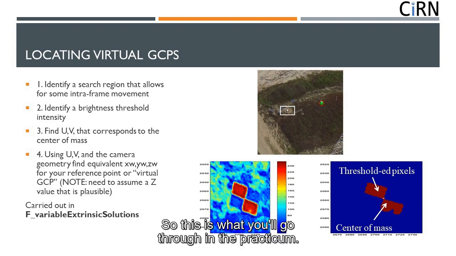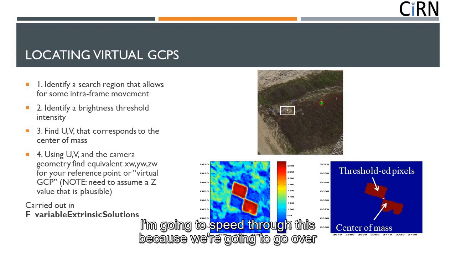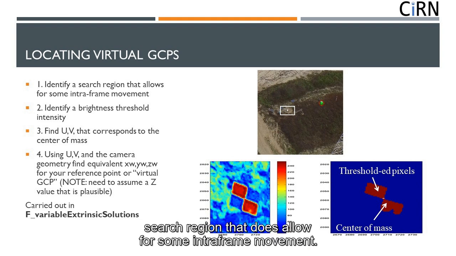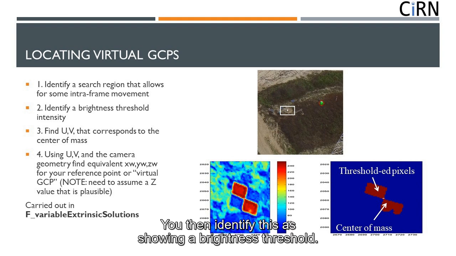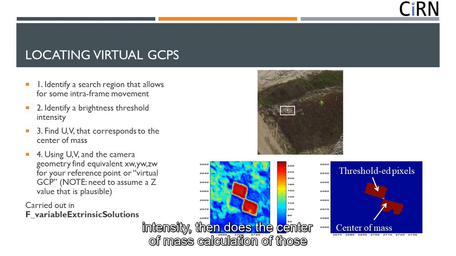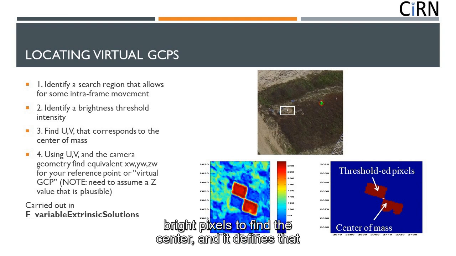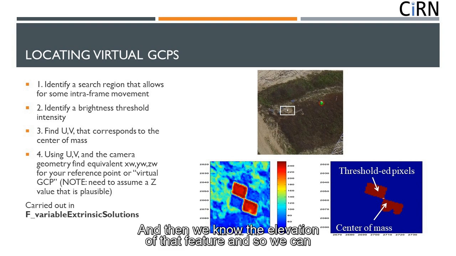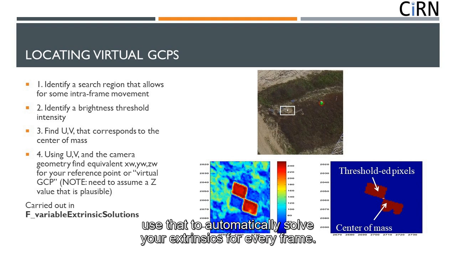So this is what you'll go through in the practicum. I'm going to speed through this because we're going to go over it in the practicum. But the idea is that you identify a search region that does allow for some intraframe movement. You then identify, this is showing a brightness threshold. So it finds all the pixels brighter than a certain intensity. It then does a center of mass calculation of those bright pixels to find the center. And it defines that center point as the UV coordinates for that virtual GCP. And then we know the elevation of that feature. And so we can use that to automatically solve your extrinsics for every frame.